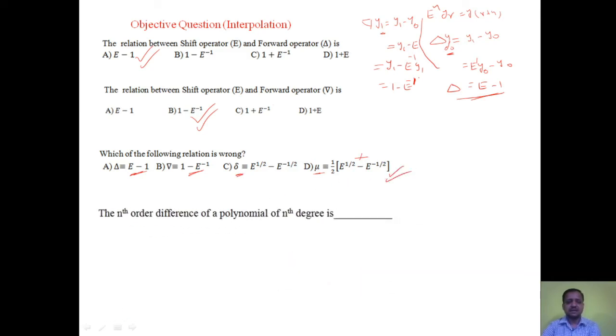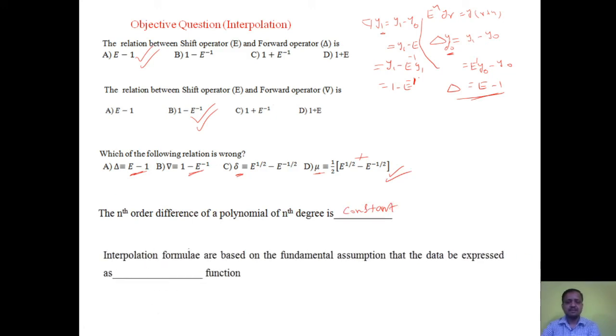The nth order differences of a polynomial of nth degree is what? Constant. Interpolation formulae are based on the fundamental assumption that data can be expressed as a dash function. So finally we are going to get a function of which type? Polynomial. We are going to get a polynomial function.